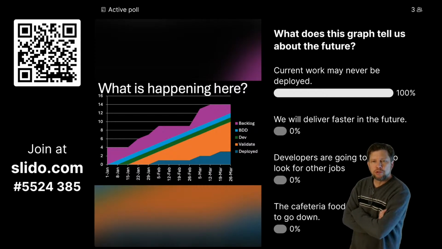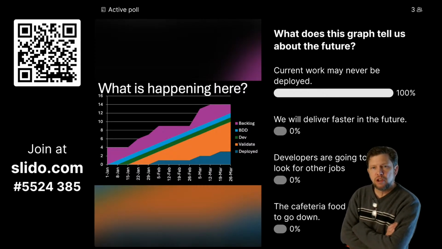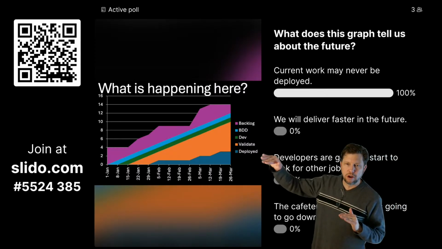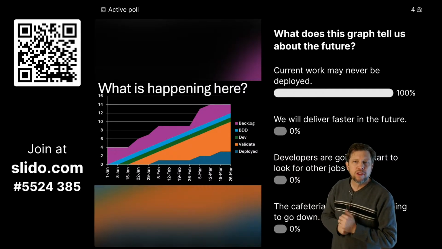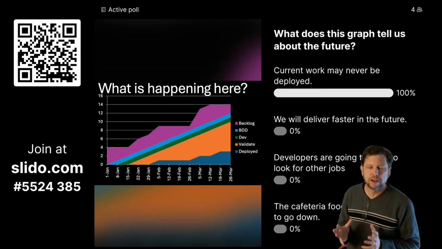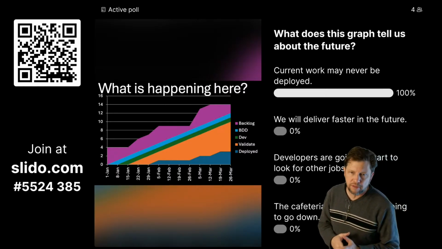The work that's being pulled right now, based on the slope of that deployment growth, we might get to a point where this is never going to get deployed. We don't have a lot of evidence that our deployment process is keeping up with what's happening in validation.